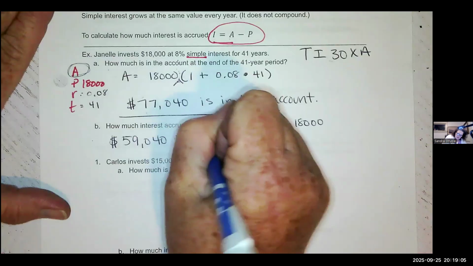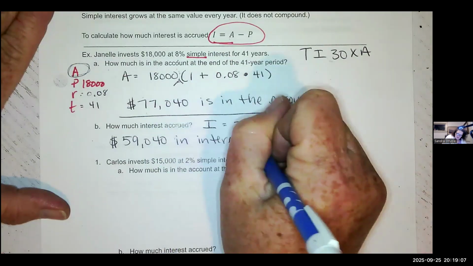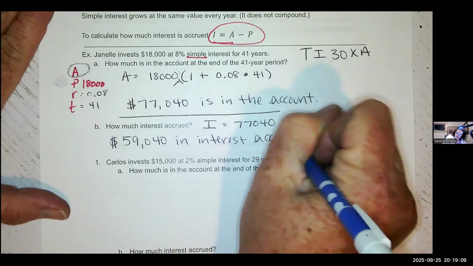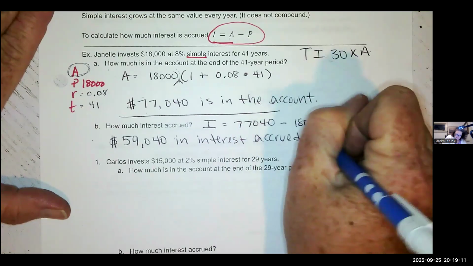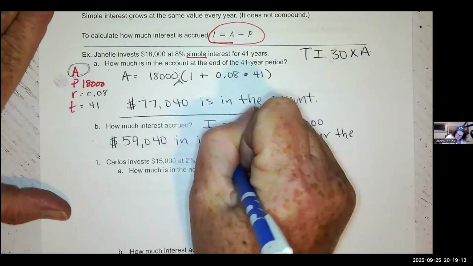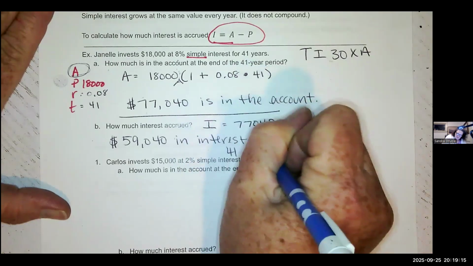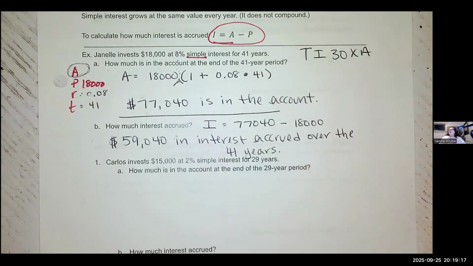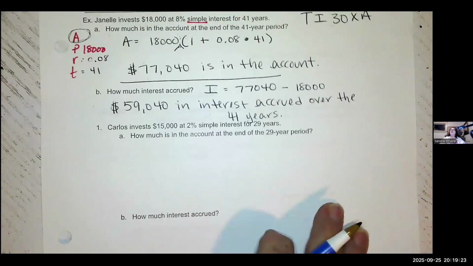In interest accrued. And you could say over the 41 years. Usually time makes a nice add-on, or you could just say the amount in interest accrued. You give me a sentence. All right, let's go to the next one.